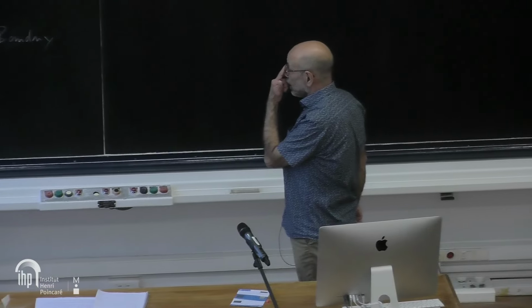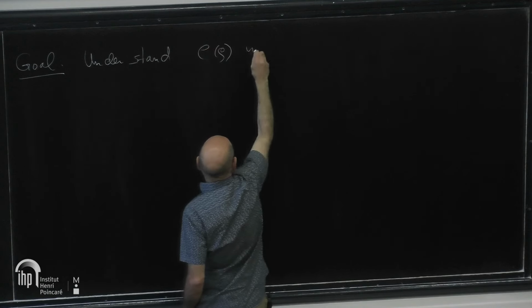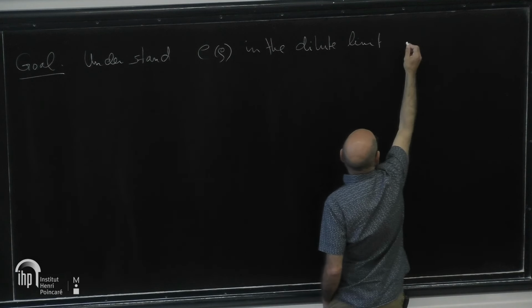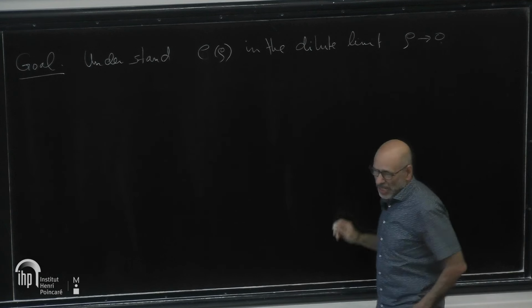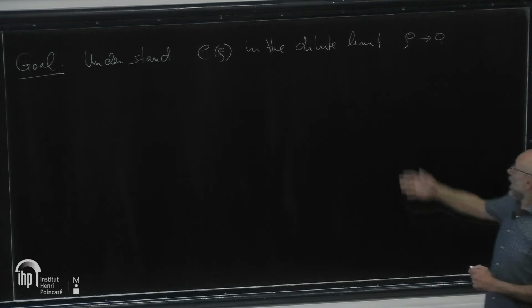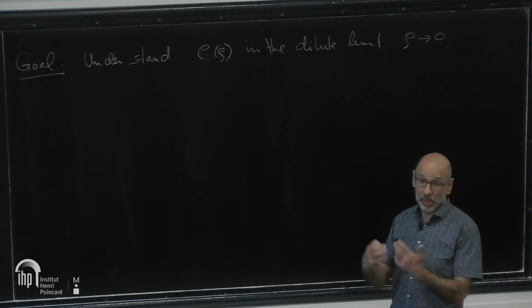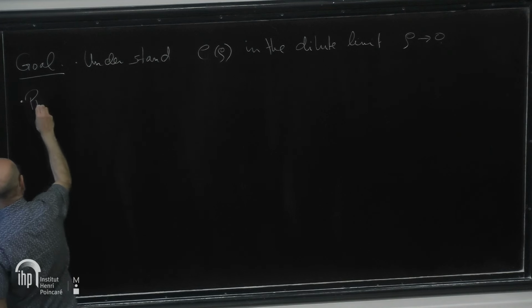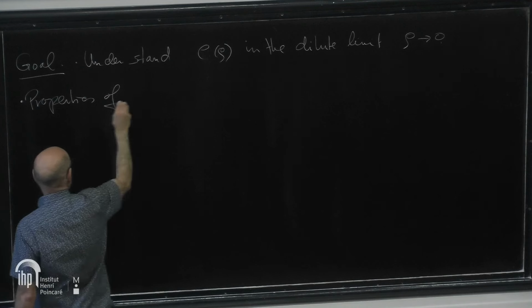So there are two things I'd like to address. So one is understand E of rho in the dilute limit. So rho going to zero, but of course I have to make that a little more clear. Rho is a dimensionful quantity, so I have to understand exactly what I mean by rho being small compared to what. So that's one thing, but another thing you would like to understand is properties of the ground state.